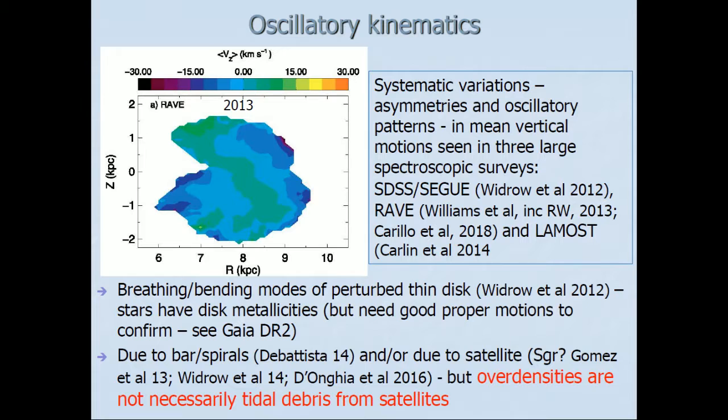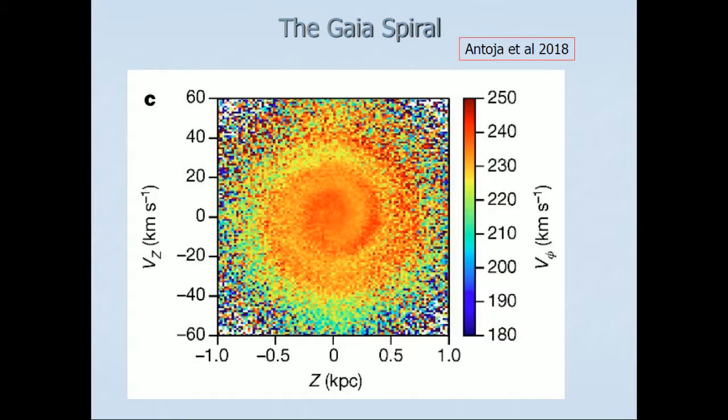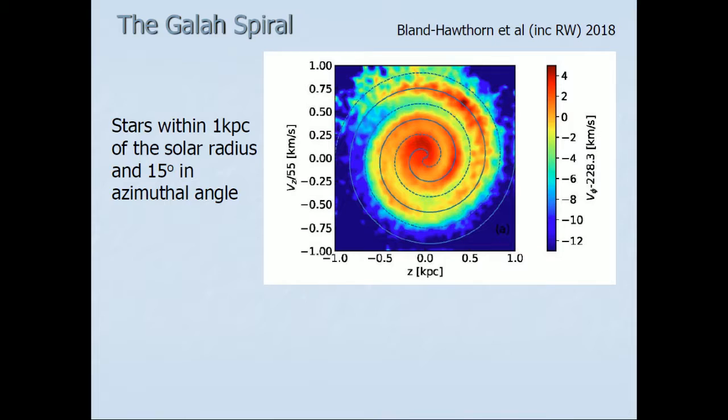I had to show what I think is the most beautiful result from Gaia so far, the Gaia spiral. What is this? This is phase space mixing. This is a plot of vertical height, vertical velocity, color-coded by the azimuthal streaming velocity. The Gaia spiral. It's also seen in GALAH. This is stars within 1 kiloparsec of the solar radius. Again, vertical velocity, vertical position, color-coded by azimuthal streaming velocity. Are you ahead or are you behind the local circular velocity?